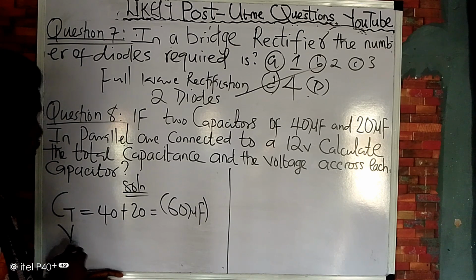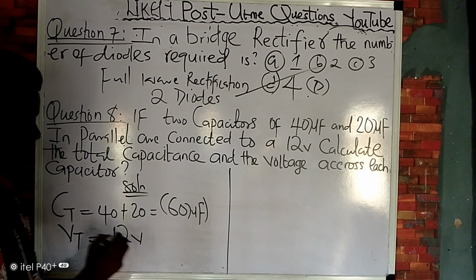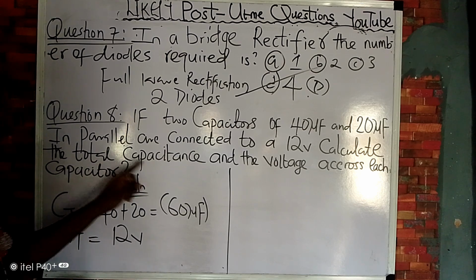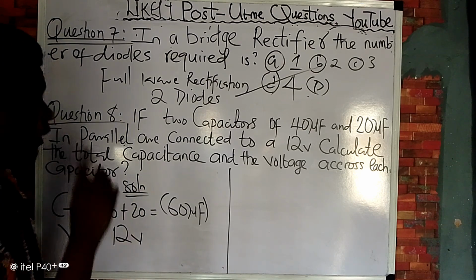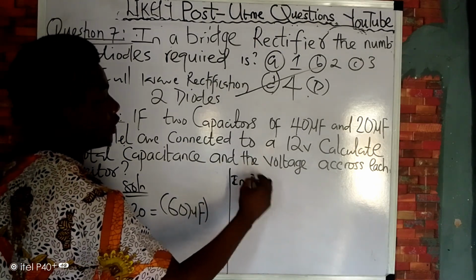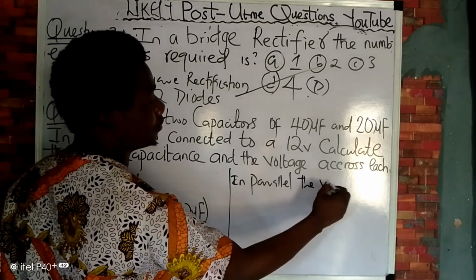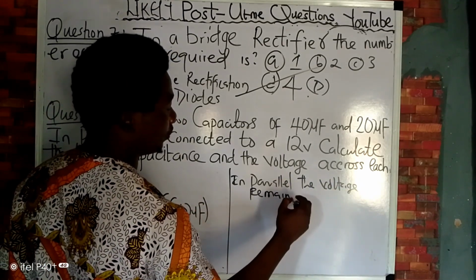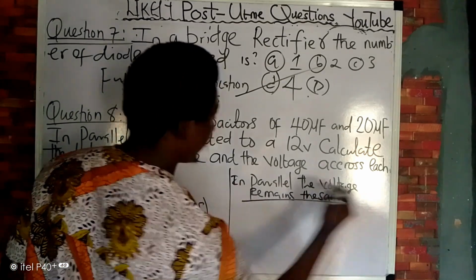This is the total capacitance of the capacitors. The voltage, which also means the total voltage, is equal to what? 12 volt. Now, the question says that we should calculate what? The total capacitance and the voltage across each capacitor. Now don't forget that if the capacitors are connected in parallel, okay, in parallel, the voltage remains the same. The voltage remains the same. It must be noted. The voltage remains the same.